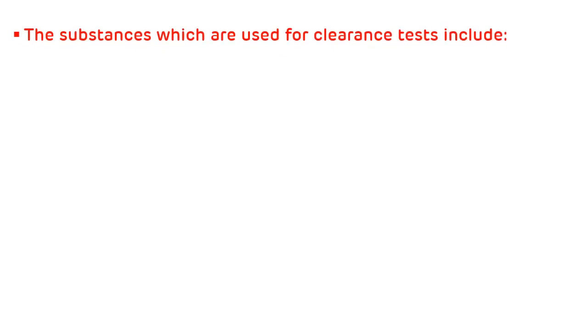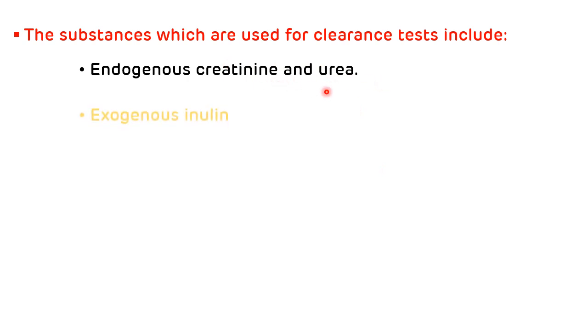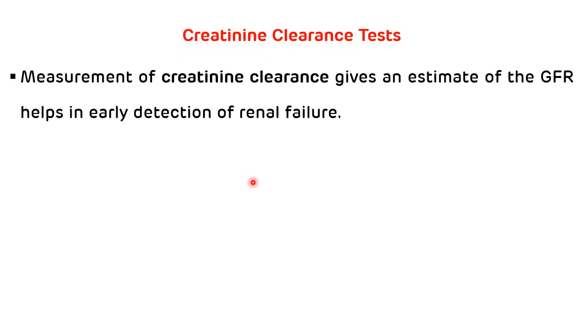The substances which are used for clearance test include endogenous creatinine and urea and exogenous inulin. First, we will see creatinine clearance test. Measurement of creatinine clearance gives an estimate of the GFR, helps in the early detection of renal failure.